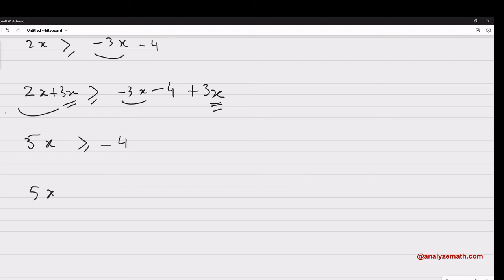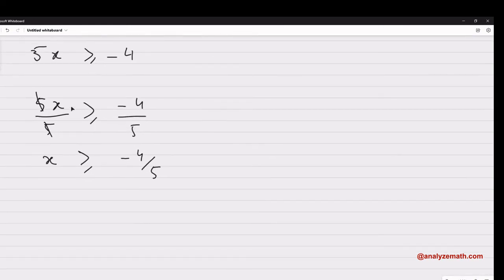To go from 5x to x, we need to divide by 5 here and divide by 5 here, so that 5 over 5 gives me 1. 1x is x. Now remember, I divided by 5. It's a positive number. No need to change the symbol of inequality. So this is the solution using the symbol of inequality.